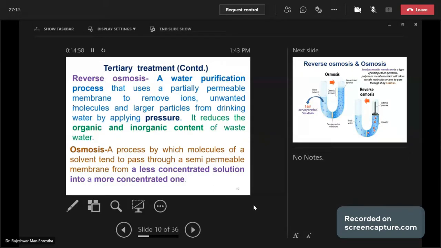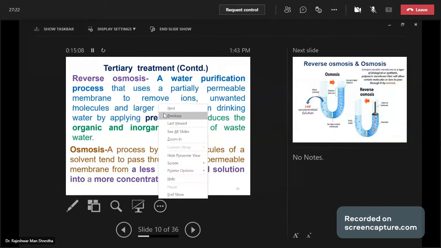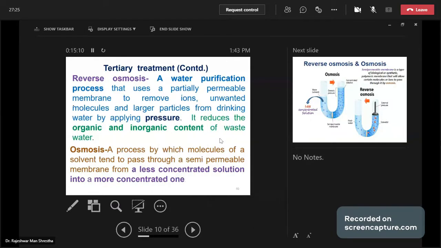This osmosis is somewhat different from natural osmosis. It is a water purification process that uses a partially permeable membrane to remove ions, unwanted molecules, and larger particles from drinking water by applying pressure. In this case, the osmosis that occurs is carried out by pressure, known as reverse osmosis. It reduces the inorganic content of the waste material. Natural osmosis is the process by which molecules of solvent tend to pass through a semi-permeable membrane from a less concentrated solution to a more concentrated solution.